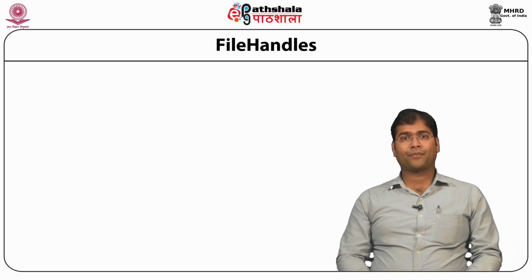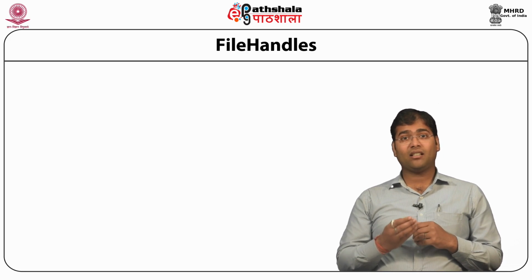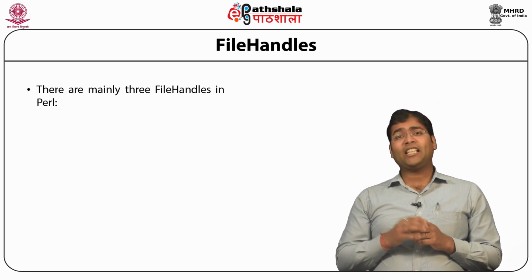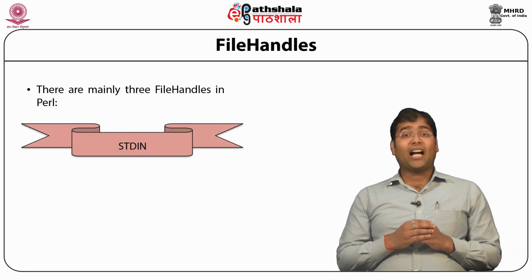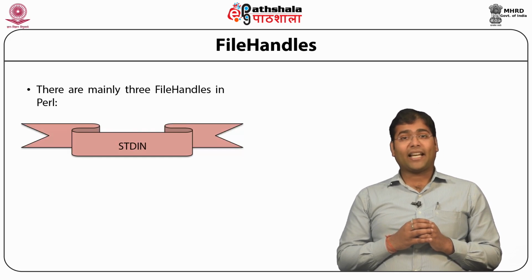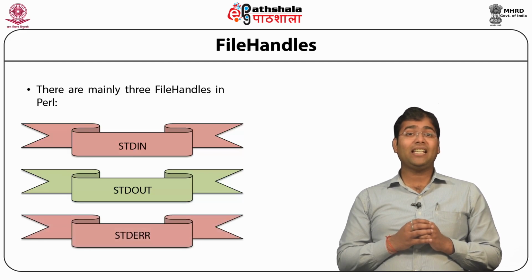File handles. File handles are a normal utility of Perl which is used to perform a variety of operations on files such as read, write, edit, etc. There are mainly three file handles in Perl. First, STDIN, which represents standard input. Second, STDOUT, standard output. And third, STDERR, which shows standard error.